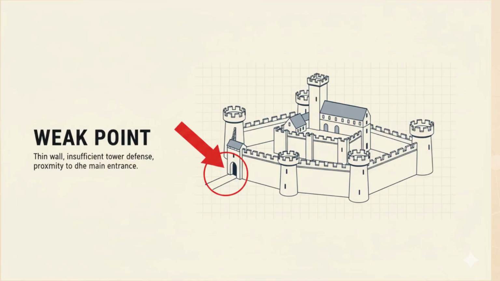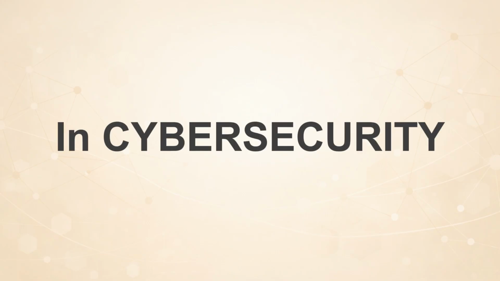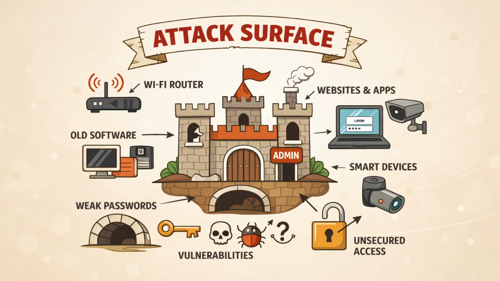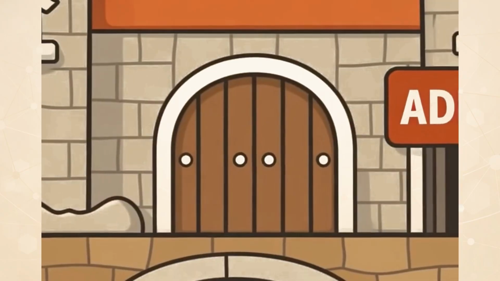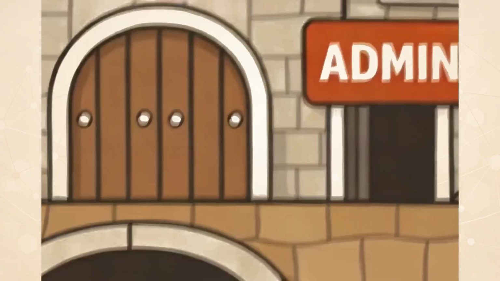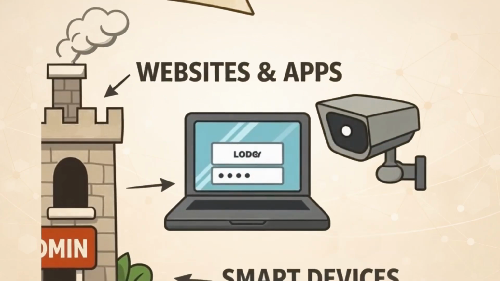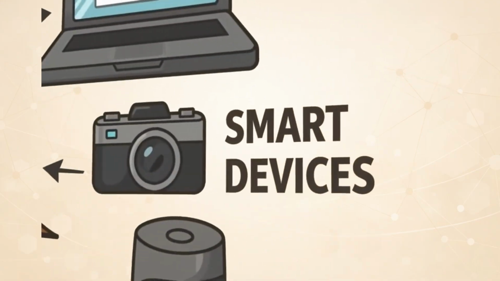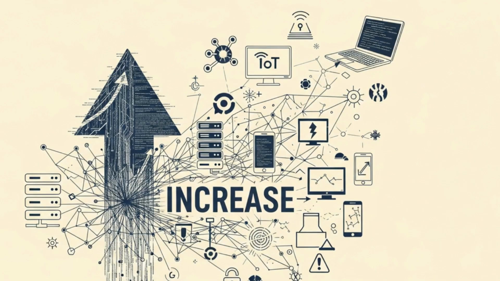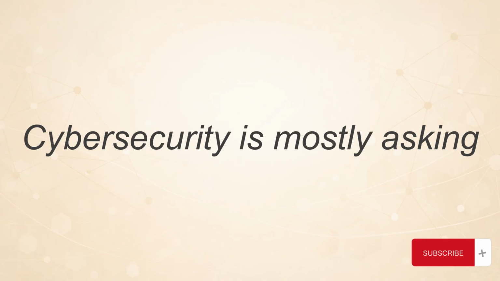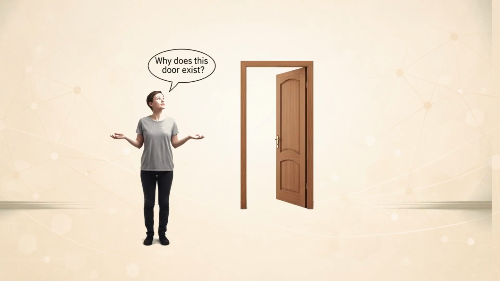Every castle has weak points. In cybersecurity, we call this the attack surface. Every door, window, chimney, and forgotten tunnel. Websites, apps, passwords, and smart devices all increase the attack surface. Cybersecurity is mostly asking, why does this door exist?